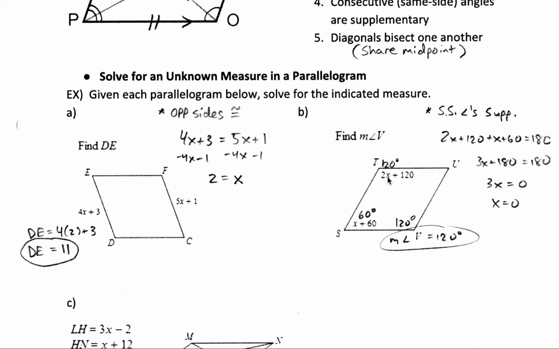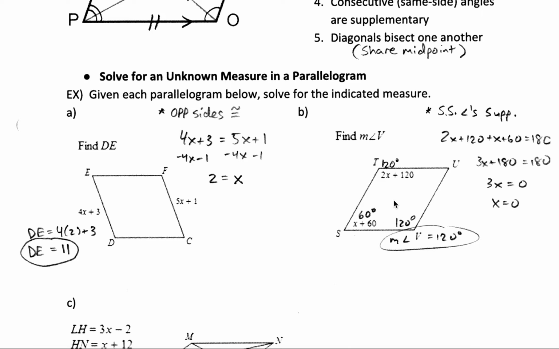If we plug that x value back in, that's going to cancel the 2x term, making this angle 120 degrees up here. And if we plug that x value in down here, that's going to cancel the x term, leaving 60 behind. So that means angle S is 60 degrees. Still not the answer to the question. We want to find the measure of angle V.